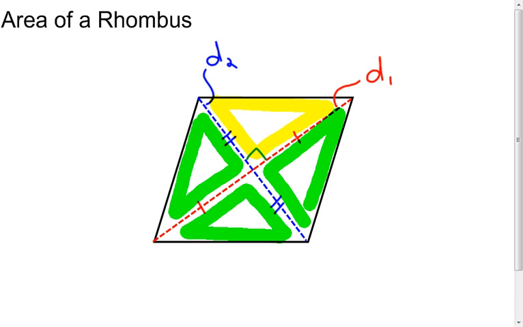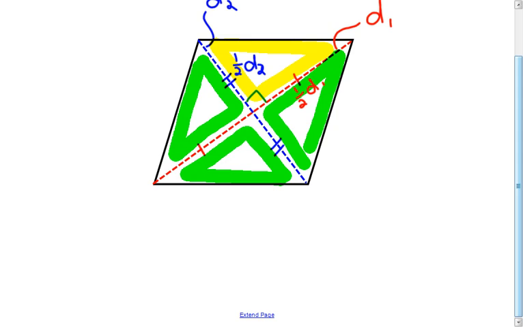Now I'll go back to the diagonals being bisected. Well, this length right here is going to be 1/2 the length of diagonal, oops, not 1, diagonal 2. And this length in the triangle is going to be 1/2 the length of diagonal 1. So now I look at it, I have a triangle. I know how to find the area of a triangle, 1/2 base times height. I should be able to find the area of that yellow triangle.